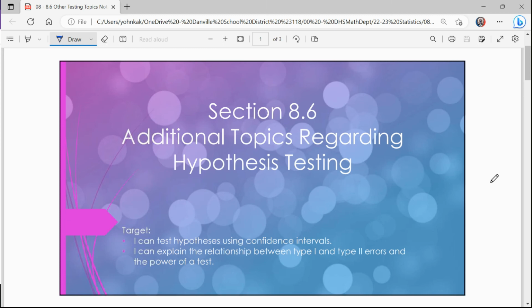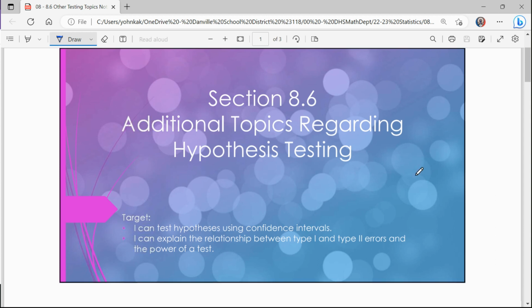Hey kids, welcome to section 8.6, additional topics regarding hypothesis testing. Today we're going to see how hypothesis tests and confidence intervals work together to give you the same information. We're also going to talk a little bit about the relationship between type 1 and 2 errors and something called the power of a test.